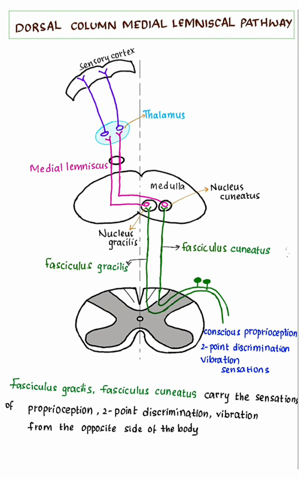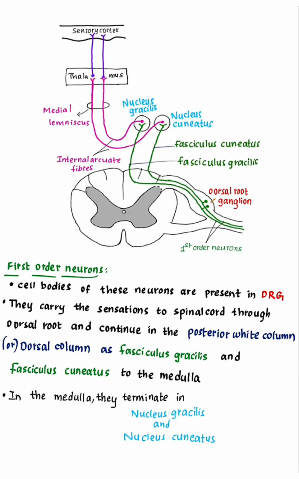Hence the fibers have to cross the midline from one side to the other side. It is the second order neurons that cross the midline. This crossing over occurs within the medulla. There are three orders of neurons: first order neurons, second order neurons, and third order neurons.